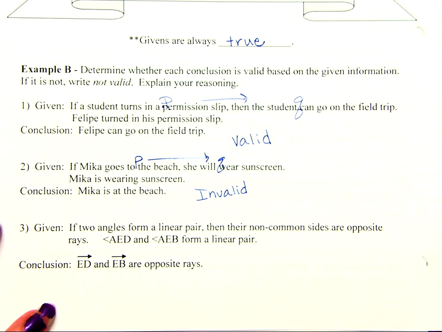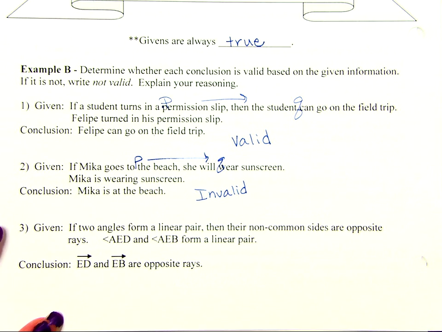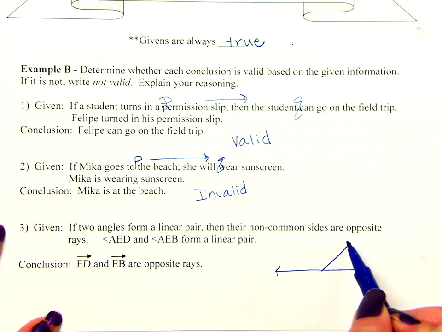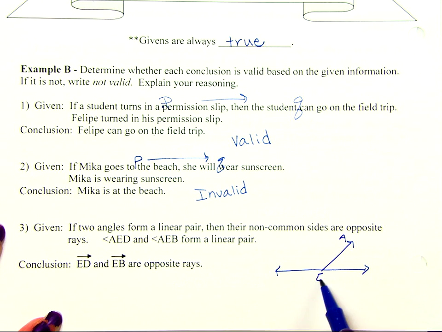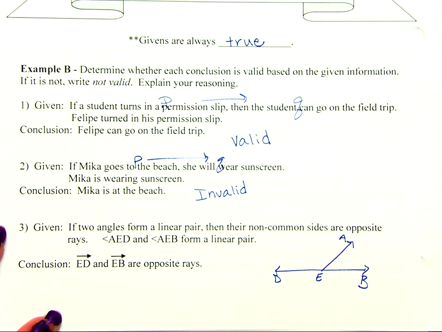Number 3. If 2 angles form a linear pair, then their non-common sides are opposite rays. Angle AED and AEB form a linear pair. Now, if I were going to give you a picture for this, it would look something like this. Can we conclude that ED and EB are opposite rays? Well, because these form my linear pair, yes, that is a valid conclusion. They must be opposite rays.